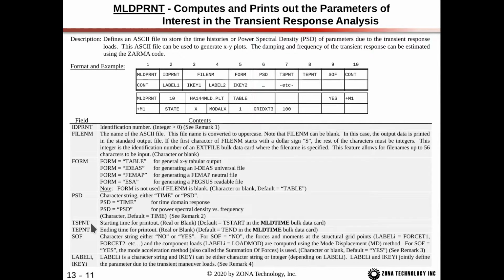Then we have TS PNT and TE PNT. These are the starting and ending times for the printout. SOF is a flag character string. It can be either yes or no. For SOF equals no, the forces and moments and the component loads are computed using the mode displacement method. For SOF equals yes, then the mode acceleration method is used. And then we have an open-ended input, label, and ikey. So label is a character string, and ikey is either a character string or an integer, and these define the parameters that we will output due to the transient maneuver.